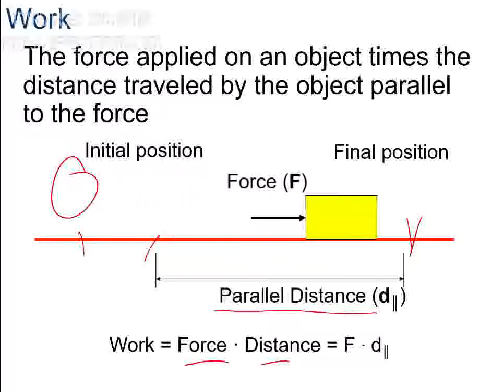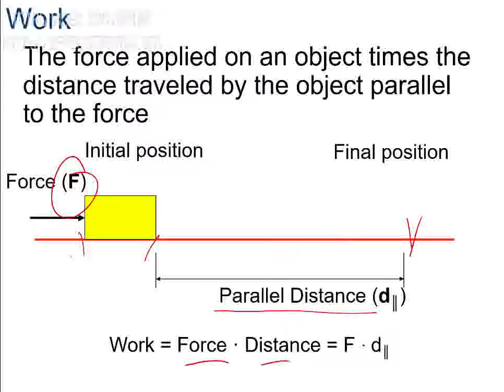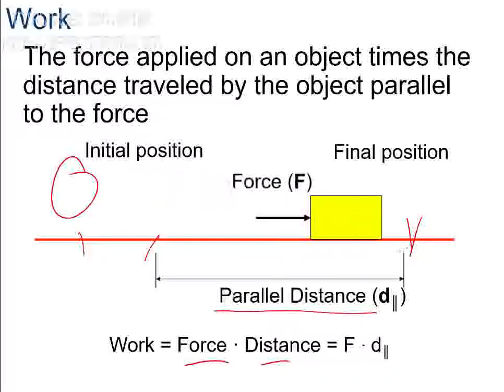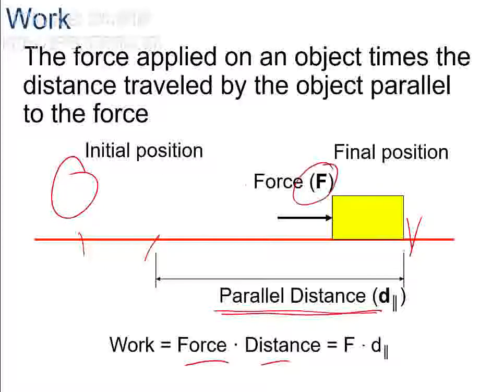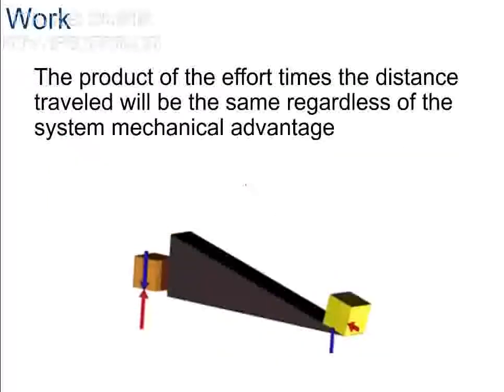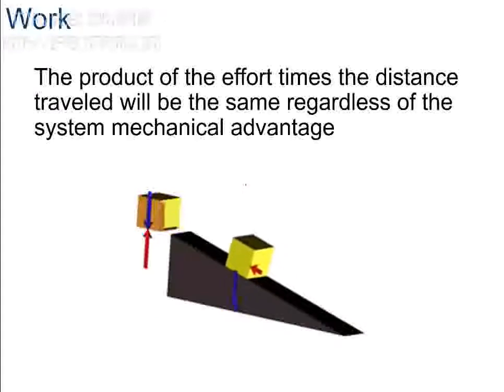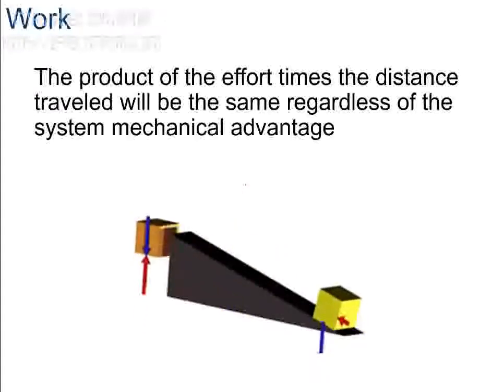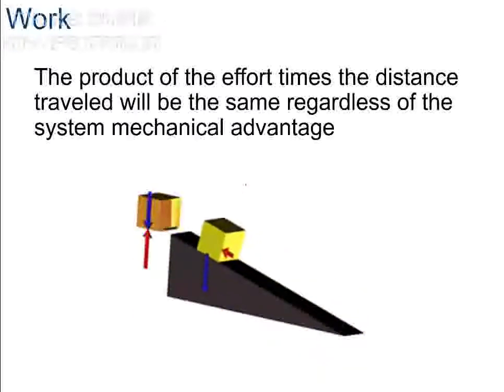As you see, it is pushed from this point, and when you push by applying a force, the object moves from this point to this point. Therefore, there is a distance and there is a force. By using these two, you can calculate the work, the product of effort times distance. The work is the same regardless of the mechanical advantage of the system.